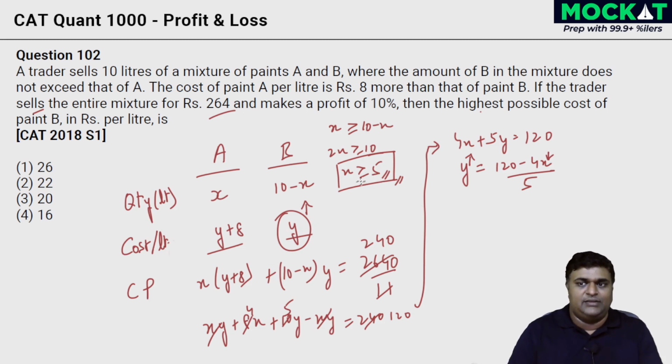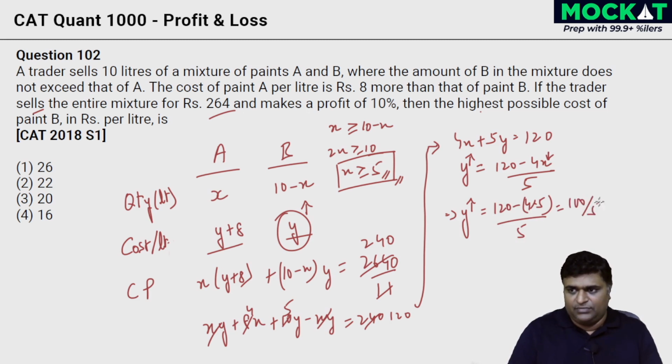Right? It can't take anything lower than 5. It can take 5 or more. The lowest possible value for x over here is 5. Right? So therefore, the maximum possible value for y is 120 minus 4 into 5 divided by 5. 120 minus 20 divided by 5, which is 100 by 5, which comes to 20. Option 3 over here is the answer.